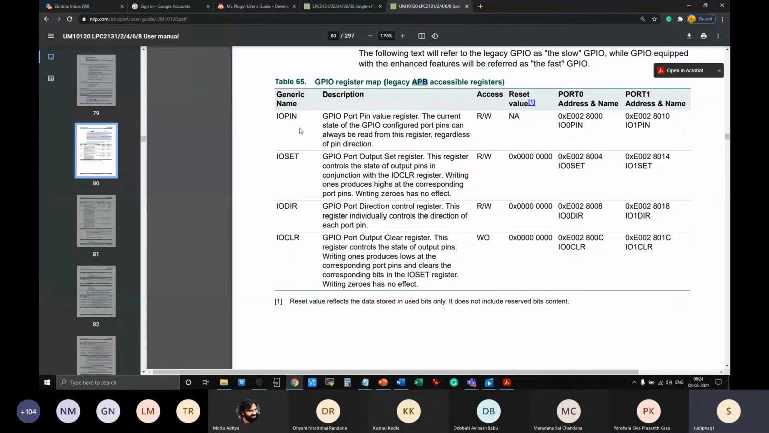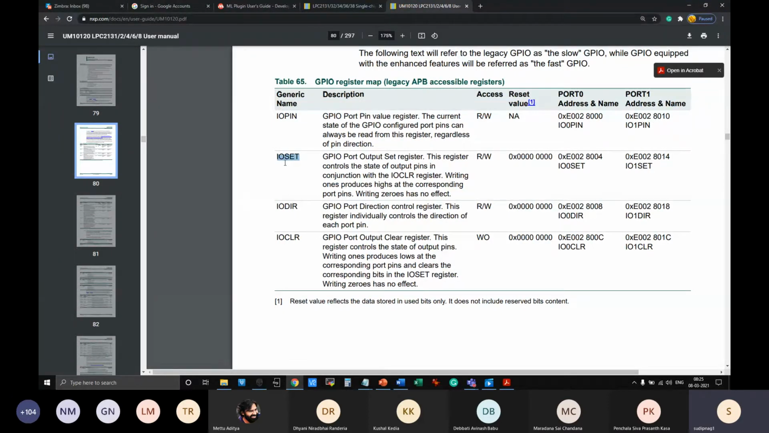Now there are mainly these 4 registers available over here: IO pin, IO set, IO direction, and IO clear. Let's look at the description one by one. IO pin is the GPIO port pin value register. The current state of the GPIO configured port pins can always be read from this register regardless of the pin direction. So this is the value that is written on the pin, but the point is, if you want to put it to the real pin as an output, then you have to use this particular register.